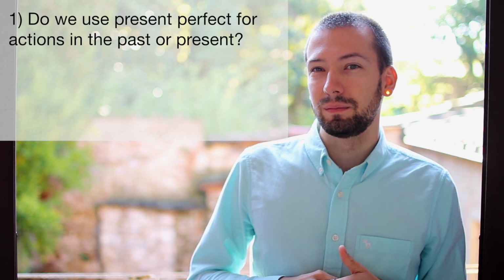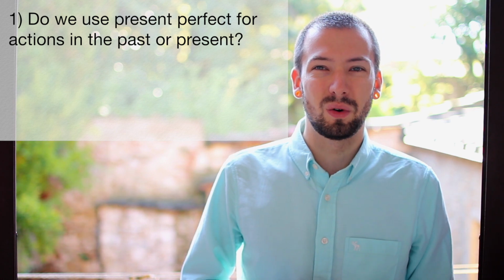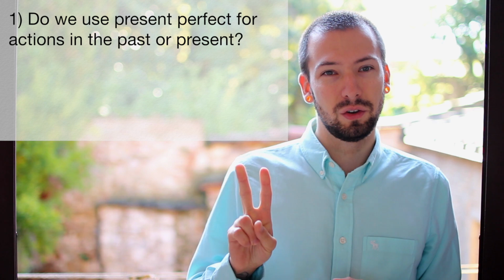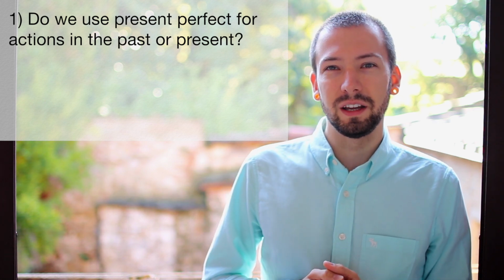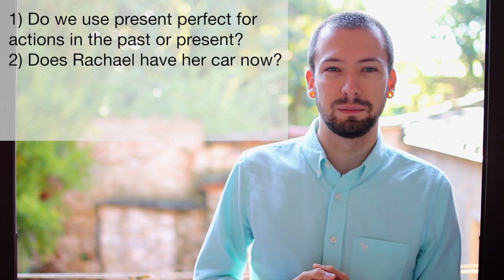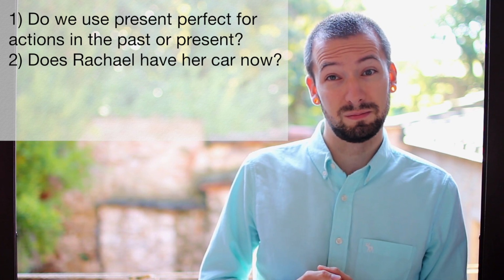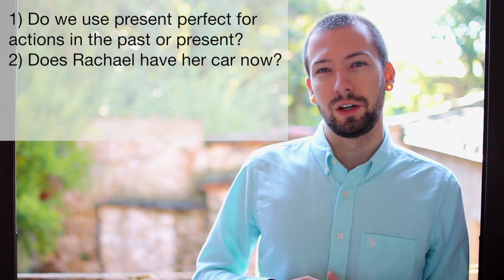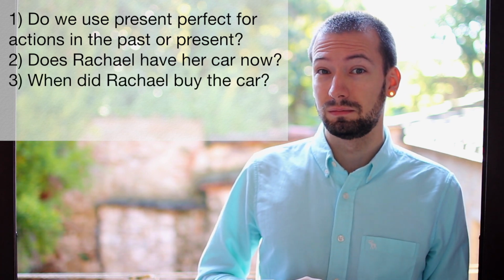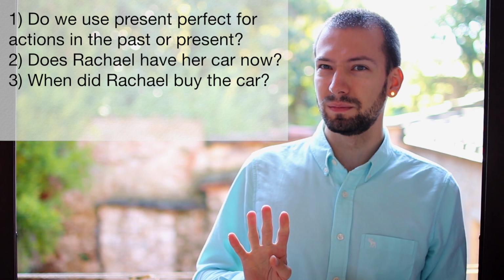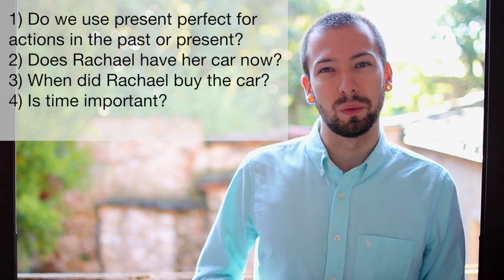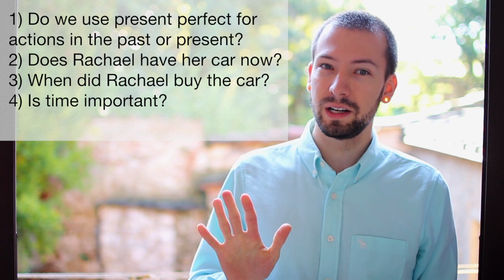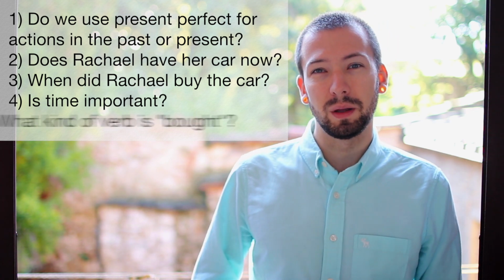Present perfect. Do we use it for the past or present actions? Question 2. If I say Rachel has bought a new car, does she have the car now? Question 3. Do we know when she bought the car? Question 4. Is the time important when it comes to the present perfect tense? And question 5. What kind of verb is bought?